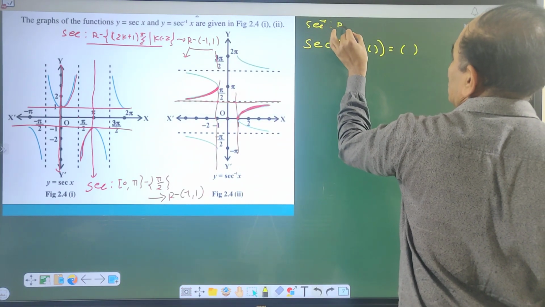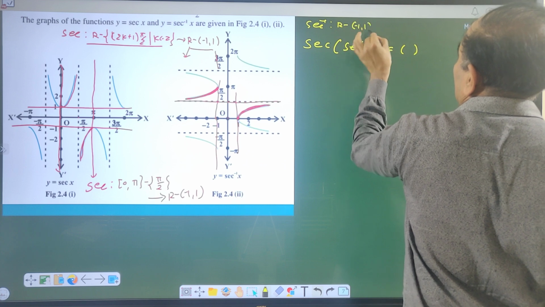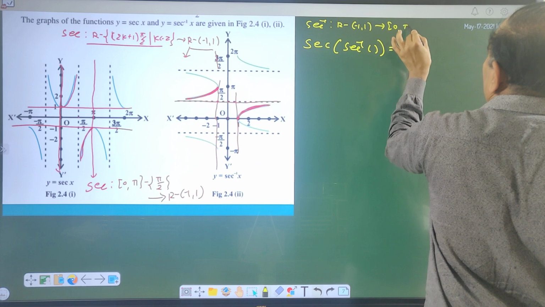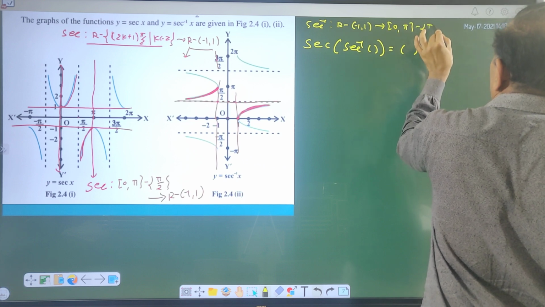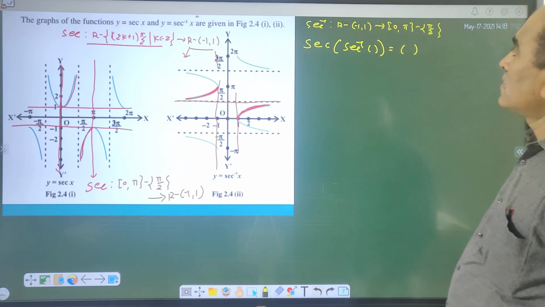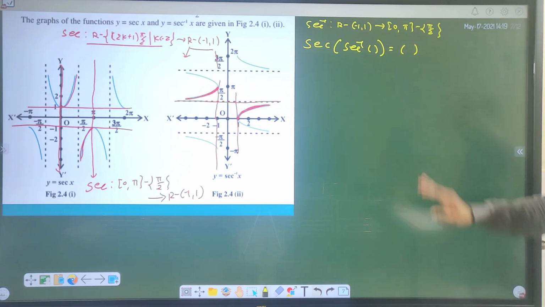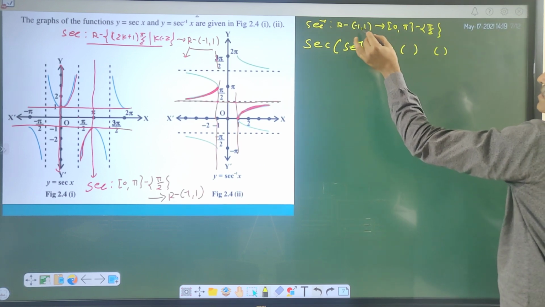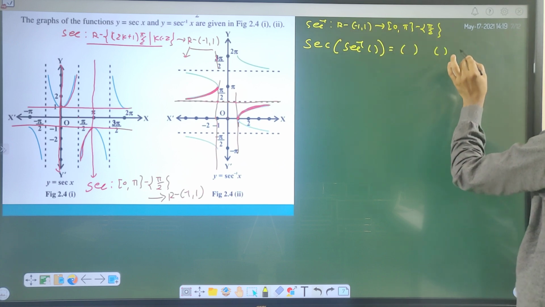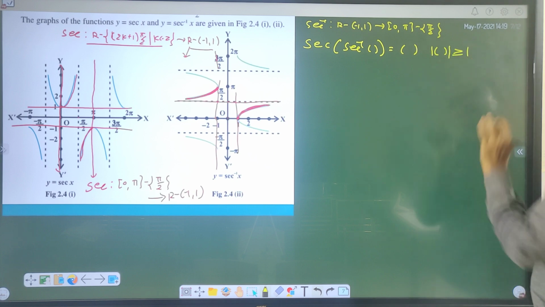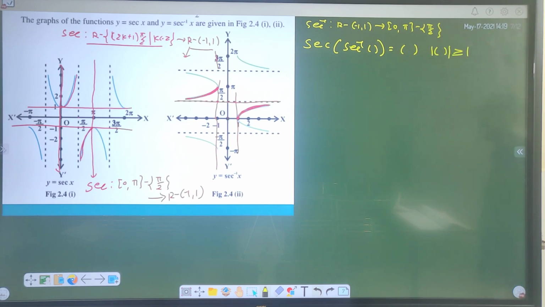Sec inverse is from R minus the open interval minus 1 to 1, to the closed interval 0 to pi, except pi by 2. See, this is the definition of sec inverse. And sec of sec inverse of something is equal to that something only when that something is other than the open interval minus 1 to 1. That is, the magnitude of that should be greater than or equal to 1.